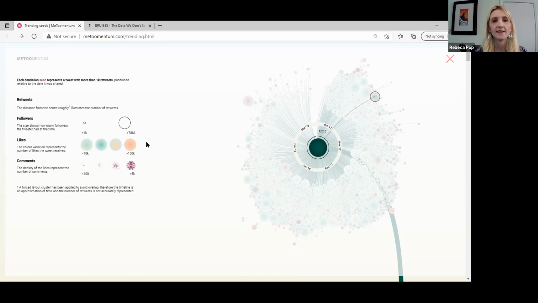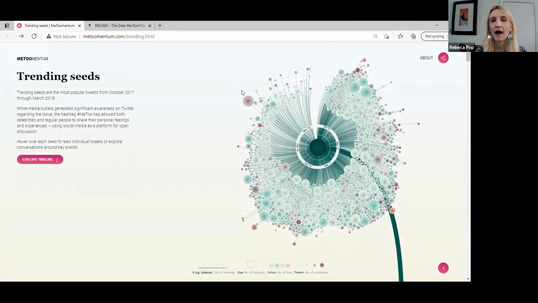Then the likes is encoded in color. The warmer the color, the closer to pink, orange, the higher the number of likes. And then the comments are encoded in this purple circle or spiral. So the fuller the spiral, the more comments the tweet got. So that's the legend. And then you could literally hover over each bubble.